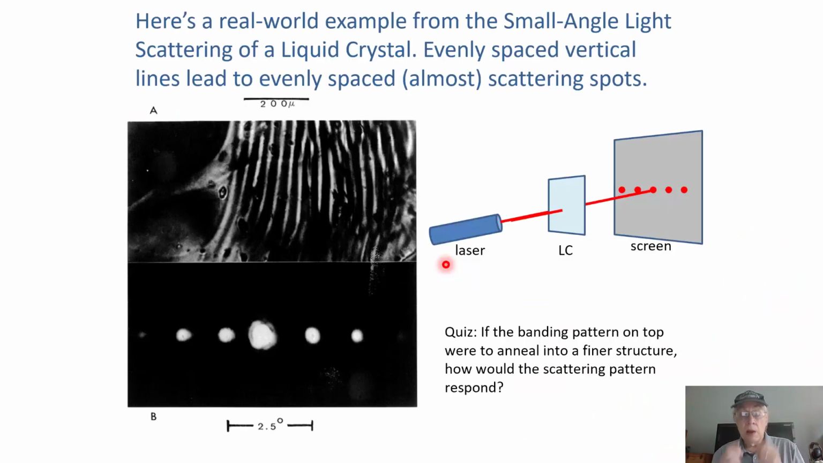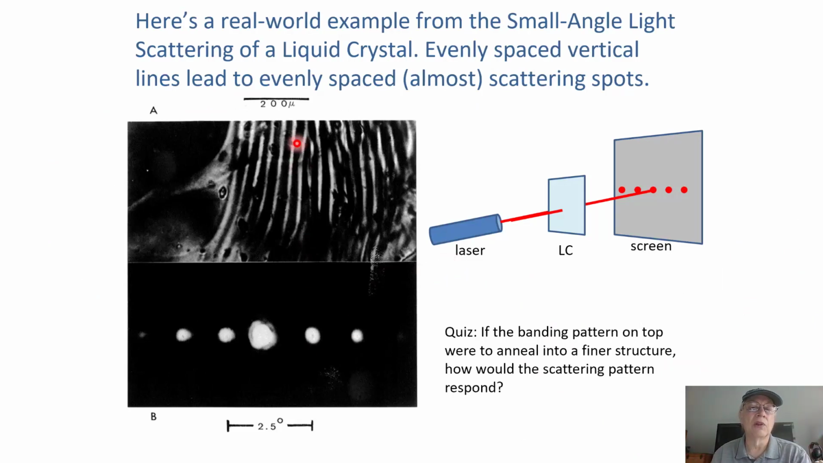Okay, returning again to this inverse business, this is a scattering pattern off of a liquid crystal that has a kind of banded structure in real space. And in scattering space, you see these diffraction patterns. If the banding structure in the top were to anneal and change over time in such a way that these lines grew closer, it would make the scattering pattern expand outward in the horizontal sense. Okay.